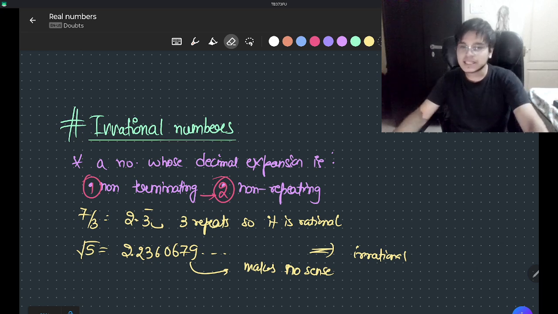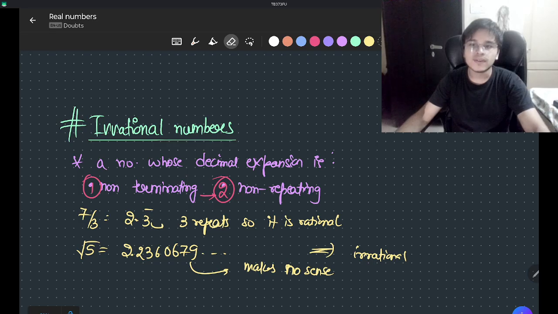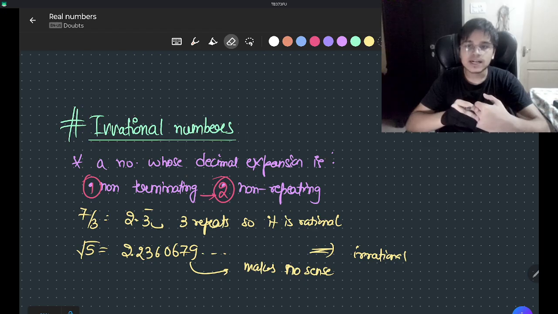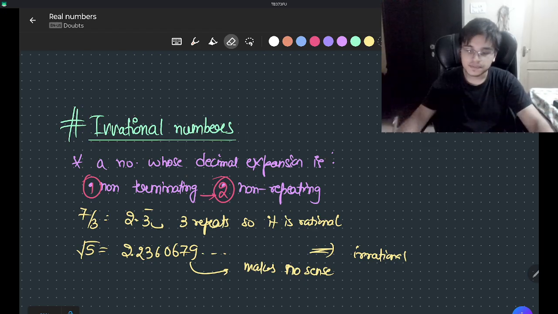Hello, my name is Anish and today I'm going to explain how to prove root 2, root 5 or any number given in the question is either rational or irrational. In order to understand that, let's quickly understand what are rational and irrational numbers.